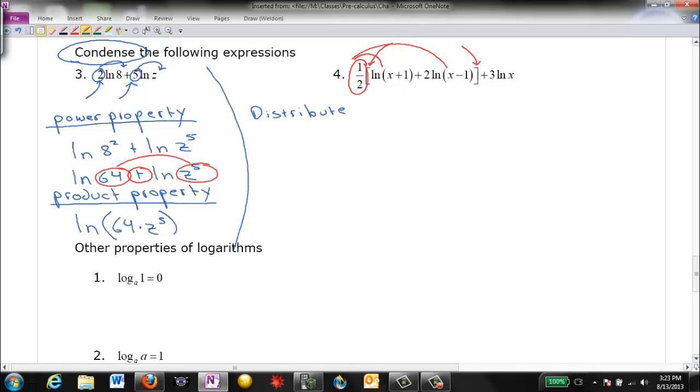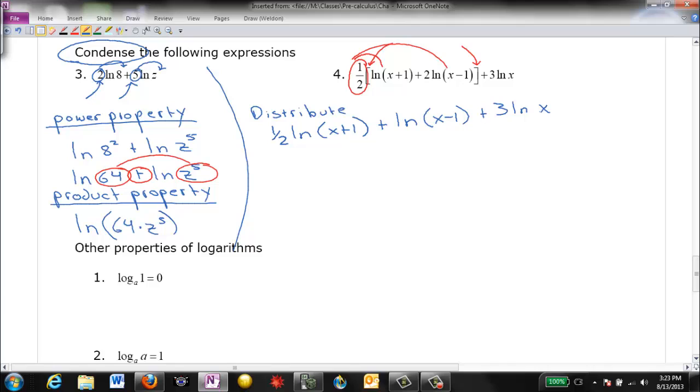Okay, so here's what we have. We have 1/2 times the natural log of x plus 1 plus 1/2 times 2, which is just 1. So I'm just going to get the natural log of x minus 1 plus 3 times the natural log of x. Okay, so I got rid of those brackets.